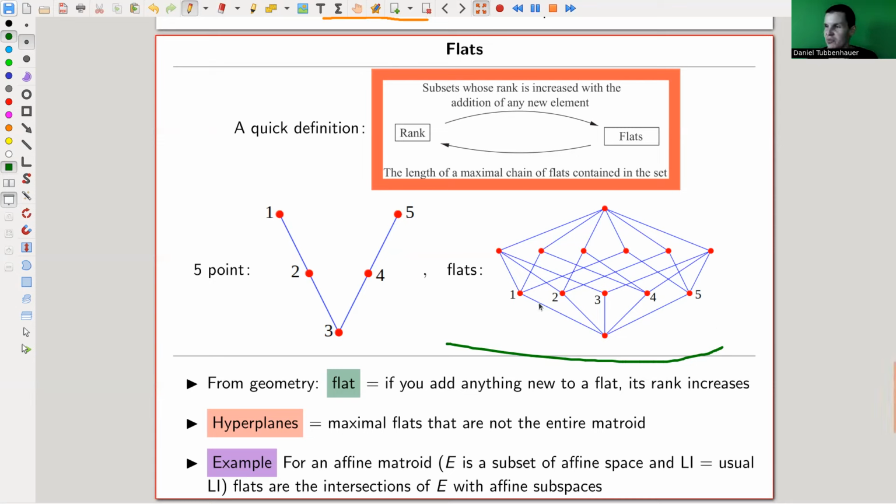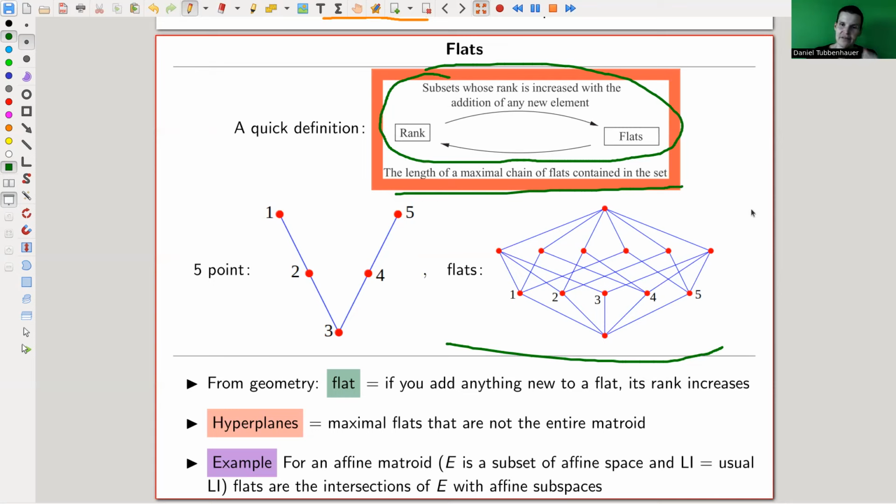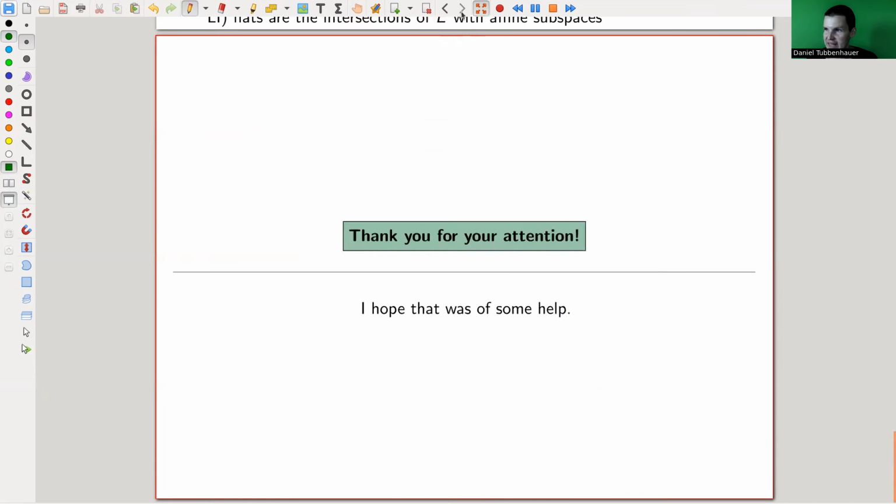And they form this beautiful structure called the lattice of flats, which I'm going to explain in the next video. But this is really the definition directly coming from the rank. And the opposite, how to get from the flats to the rank, is just to take the length of the maximal chain of them. Right? Like a line in a plane, in a higher-dimensional plane, and so on. And just take the length of the maximal chain.